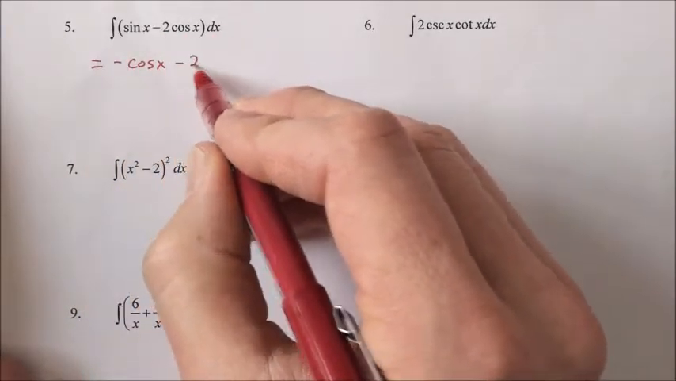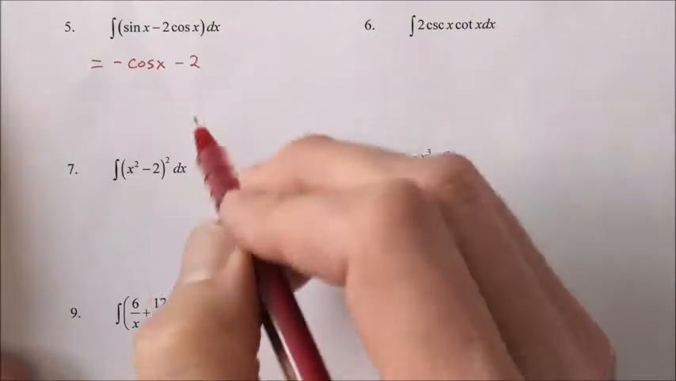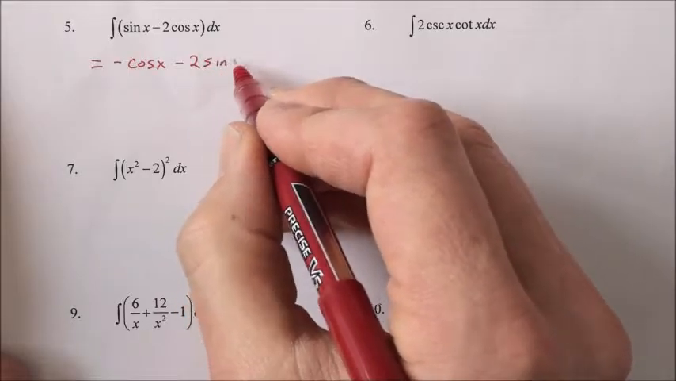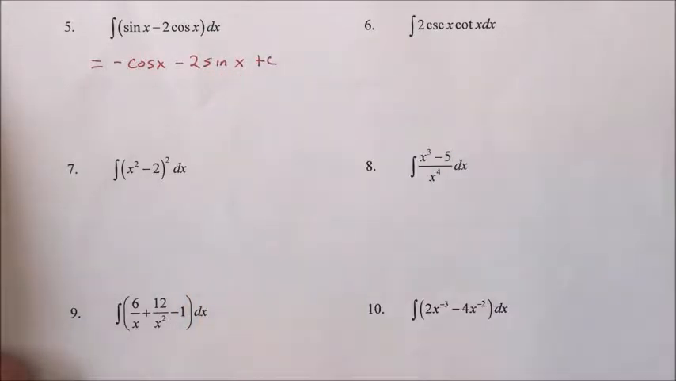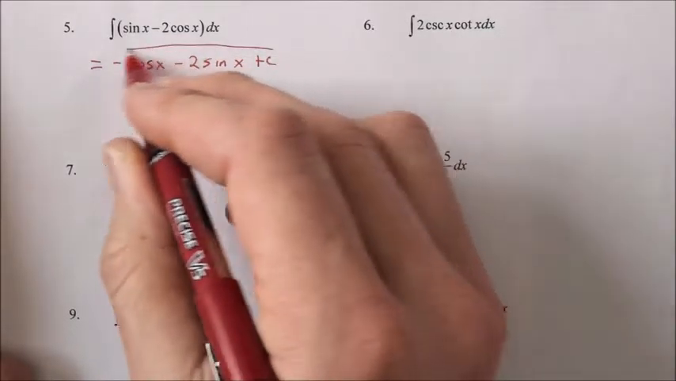Minus 2, a coefficient, so it moves into our antiderivative. The antiderivative of cosine is sine, and then we need our plus c at the very end. So again, we're just doing it piece by piece because we're looking at a difference.